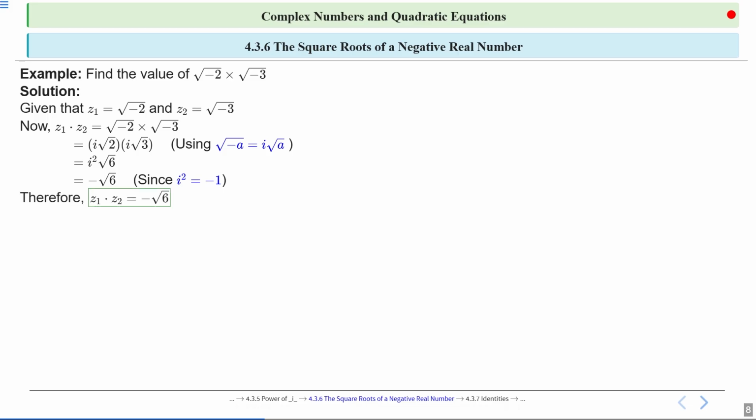Therefore z1 times z2 equals minus square root of 6. So this result shows that multiplying these two complex numbers gives us a real negative value, not an imaginary one.